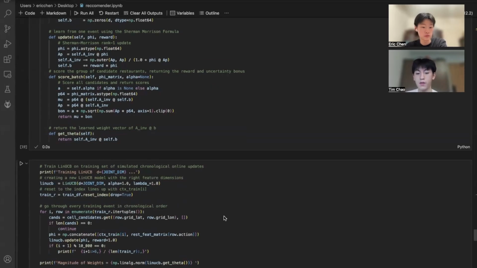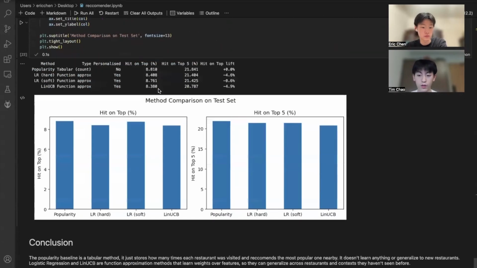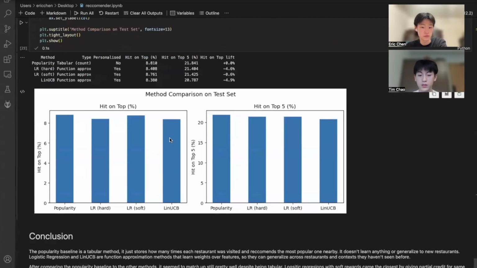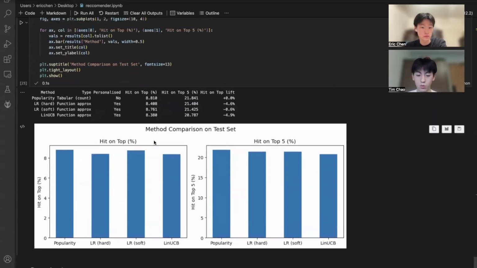Here's what surprised us. The popularity baseline hit 8.8% top 1 and 21.8% top 5 accuracy. Logistic regression with soft rewards was the best performing model, with 8.8% top 1 and 21.4% top 5. LinUCB came in at 8.4% and 20.8% respectively. The personalized models barely beat or just tied the popularity baseline.